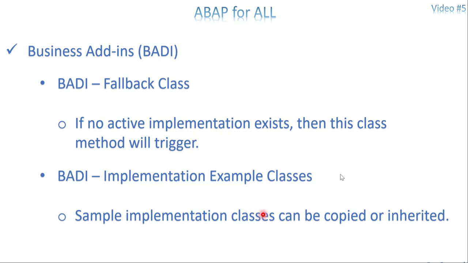But there is a restriction. If the implementation example class is designed as final, you're not able to inherit. So there are two options: either you can copy the class or inherit the example class. Or one more is, okay, I'm good with my empty implementation, so you can go with the empty implementation also. So these are additional points available in BADI, especially before creating a custom implementation.